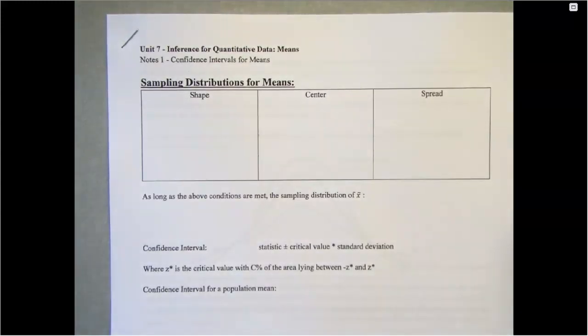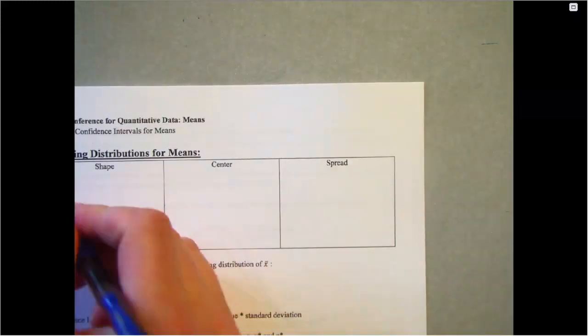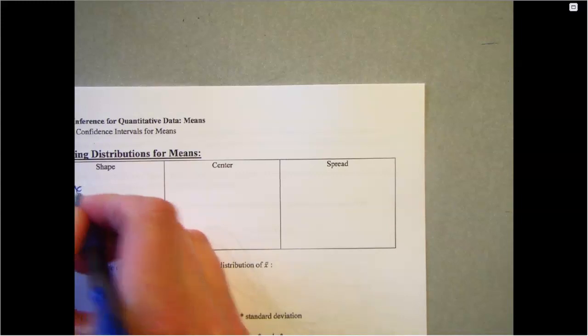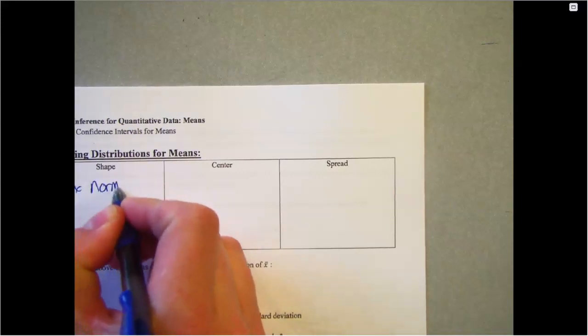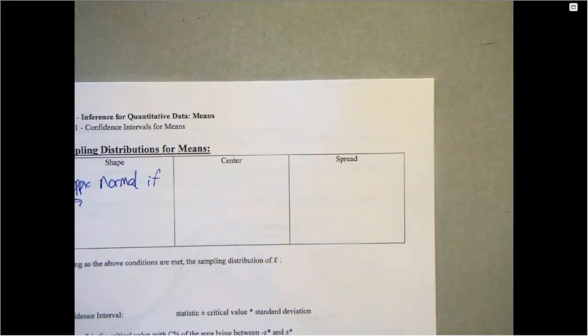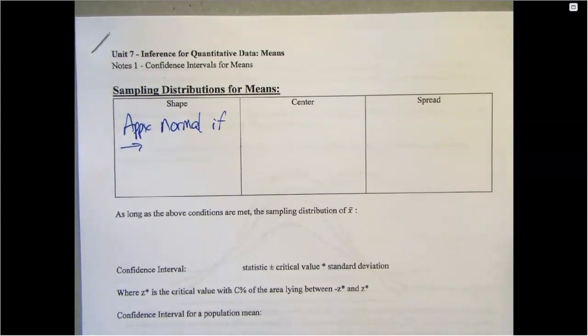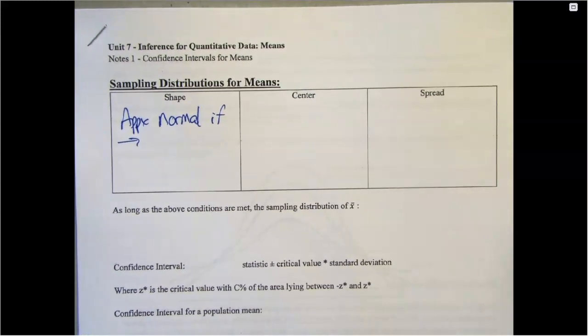Okay, so it's been a while since we've done stuff with means, so let me remind you of the conditions. For shape, it's approximately normal. For means, there's actually three things that can happen. We only have done two of them so far. The third one's pretty annoying, that's why I kind of avoided it.